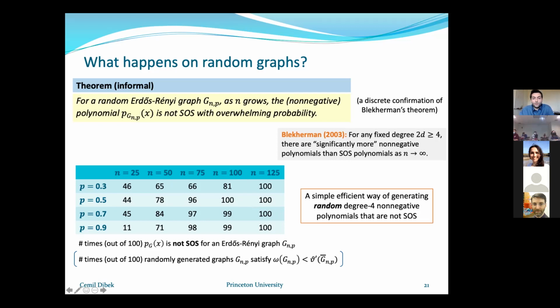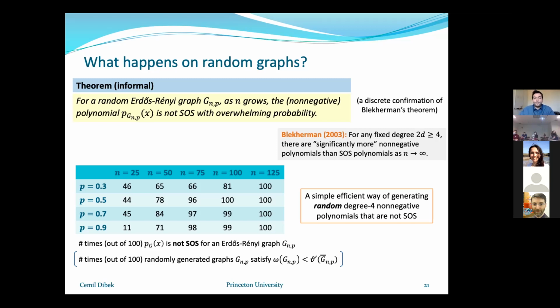One quick note for the SOS community maybe. Note that this provides a very easy way of generating random non-negative polynomials that are not SOS. Fix n and p, generate a random graph G(n,p), and look at the Schreiber number, which is a single semi-definite program. If it's not an integer, then you have your non-negative but not SOS polynomial. And what we observe here is that most of the time, it's not going to be an integer.